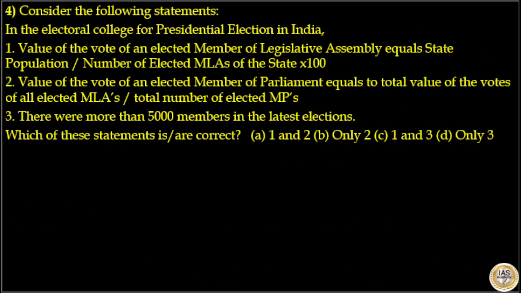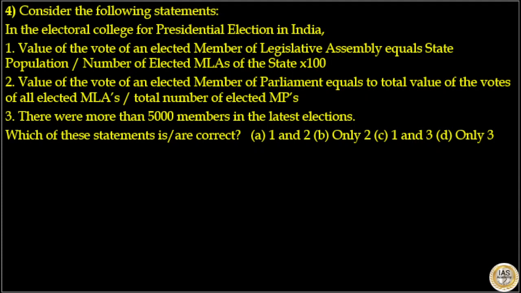Consider the following statements. In the Electoral College for presidential election in India, option 1: the value of the vote of an elected MLA equals the state population divided by the number of elected MLAs of the state, into 100. That is incorrect. Instead of 100, there should be 1000. Option 2: the value of the vote of an elected MP equals the total value of votes of all elected MLAs divided by the total number of elected MPs. That is correct.